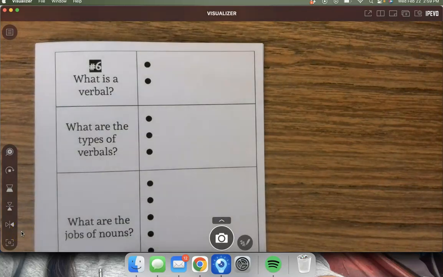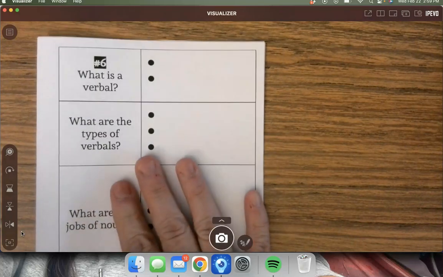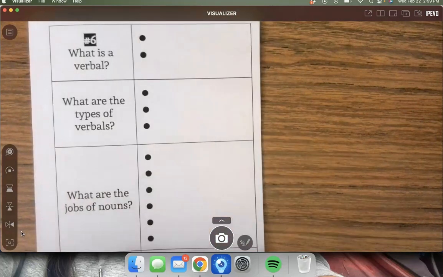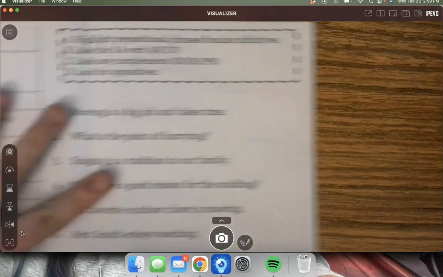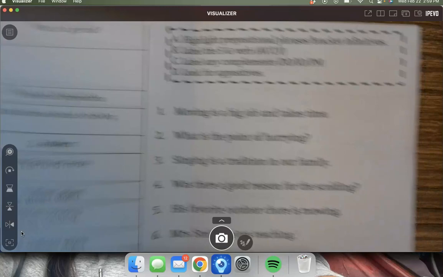We've done a pretty good review of jobs of nouns, and now we're going to actually get into what is a verbal. So you're going to need this handout. We're on activity number 6. You're going to fold it just like our other ones. On the inside, there will be some activities for us to do, but we're going to take notes.